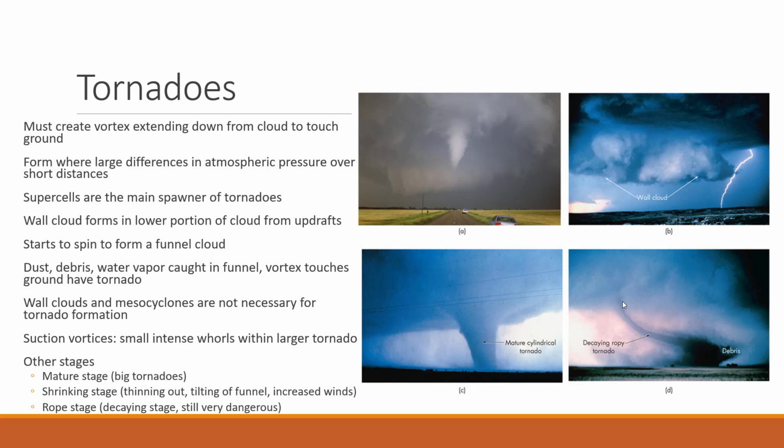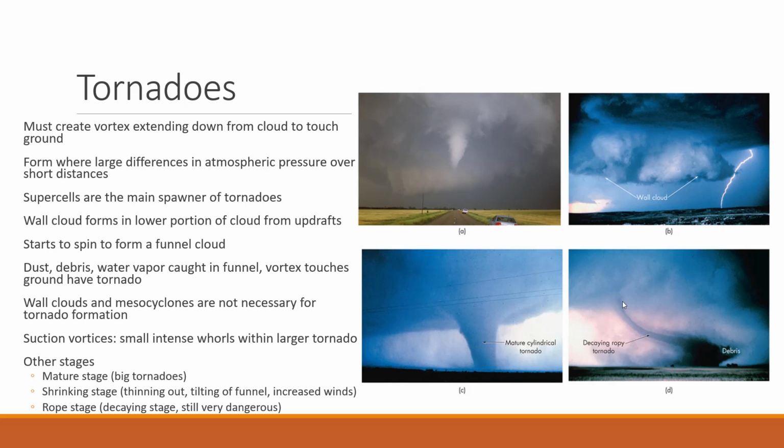So what happens is we have wall clouds forming the lower portion of the cloud due to updrafts. This will start to spin, and this forms a funnel cloud. It's only a funnel cloud until it hits the ground, then it becomes a tornado. Dust, debris, water vapor, they get caught up in the funnel. If that vortex will touch the ground, that's when it's a tornado. The material caught up in the tornado is what gives it its color.